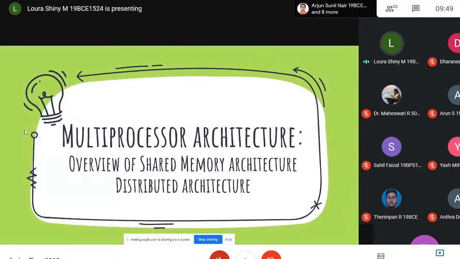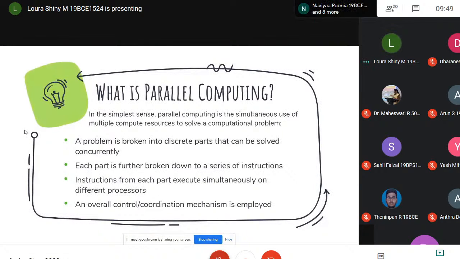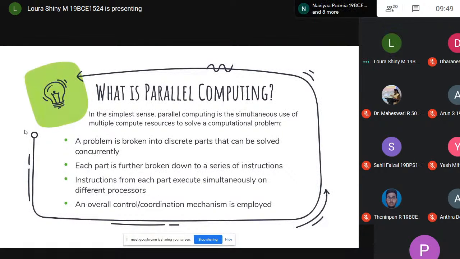So the topic we chose to talk about today is multiprocessor architecture, an overview of shared memory architecture and distributed memory architecture. Before we go into detail, I'd like to explain what parallel computing is. In the simplest sense, parallel computing is the simultaneous use of multiple compute resources to solve a computational problem. A problem is broken down into discrete parts that can be solved concurrently, which means basically a problem is divided into smaller parts and they are processed simultaneously at the same time.